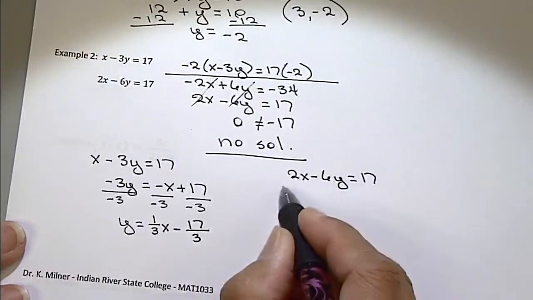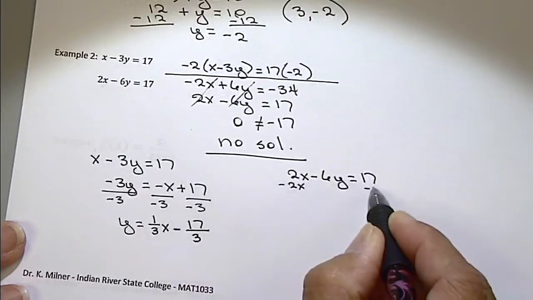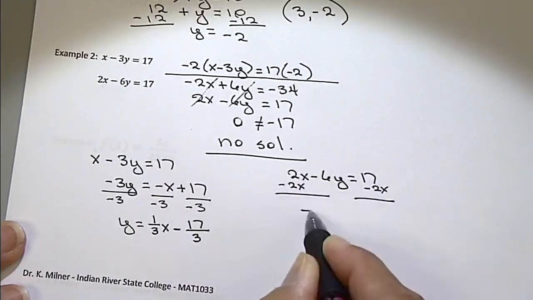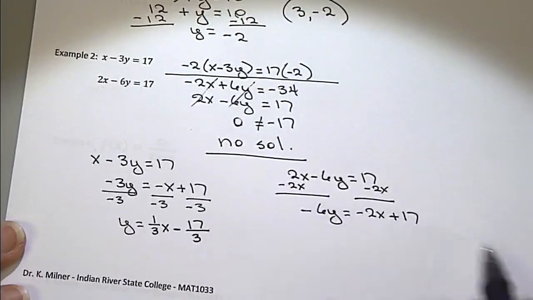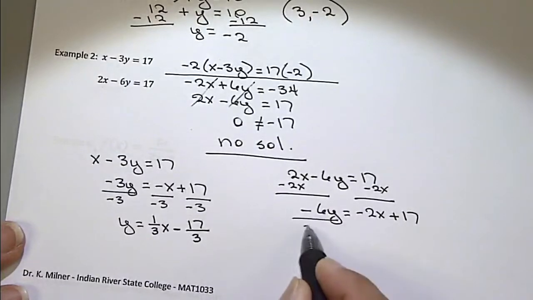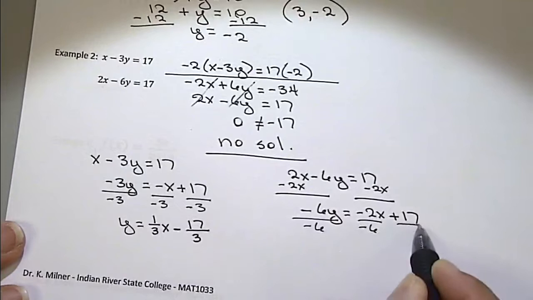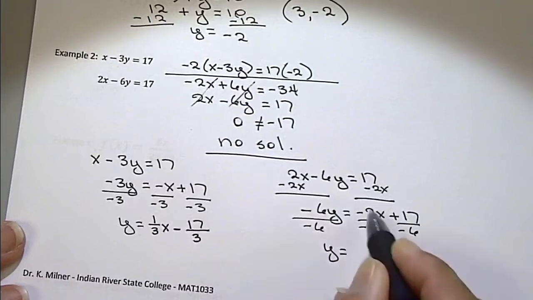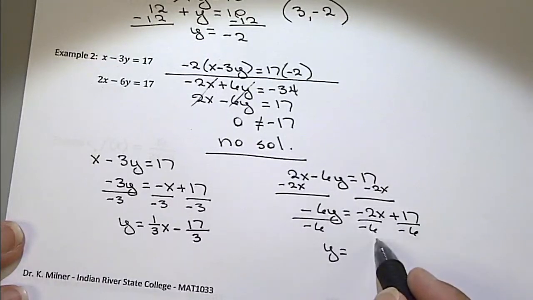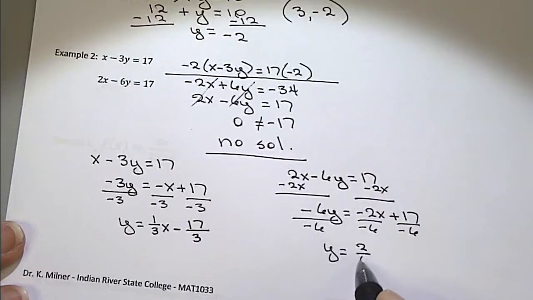I need this y to be isolated. I'll subtract 2x from both sides, right? -6y is equal to -2x plus 17. And then I have to divide by -6. This is -6, this is -6, this is -6, isn't it? Did I write that one down right? Okay. So what have I got over here? Well, I've got y is equal to a positive 2/6. What's a positive 2/6? 1/3, right? And I'm going to go over here and say -17/6, which really doesn't matter.